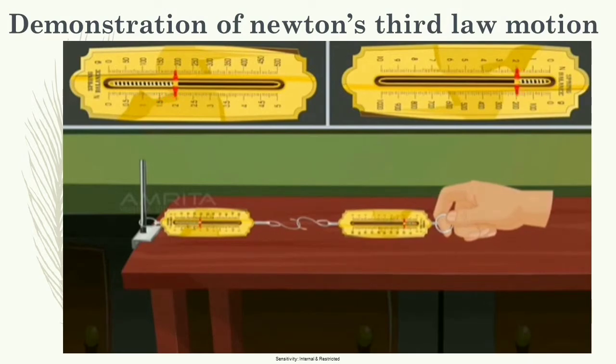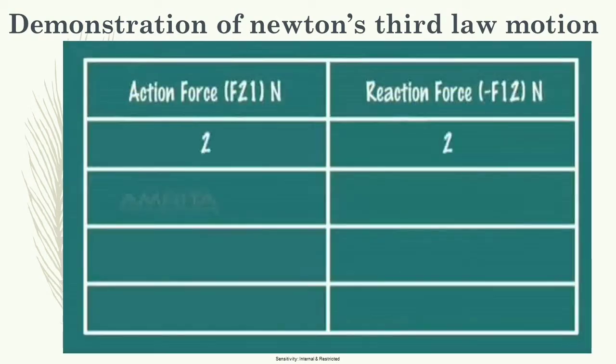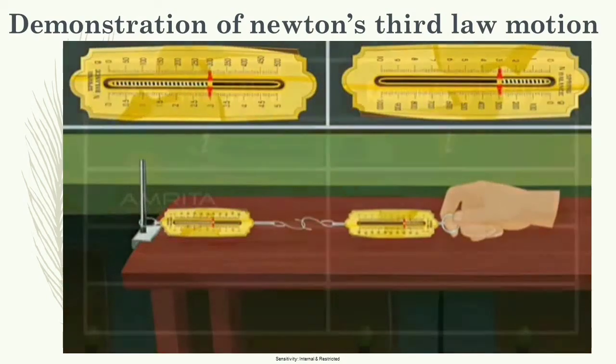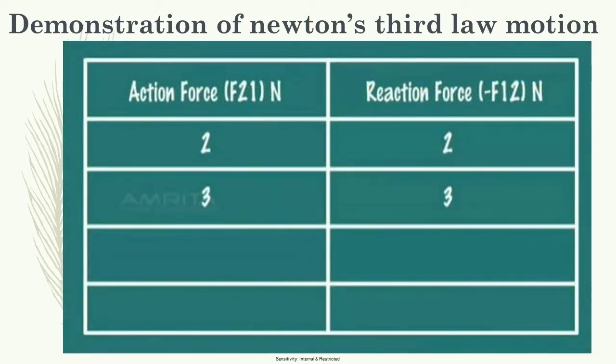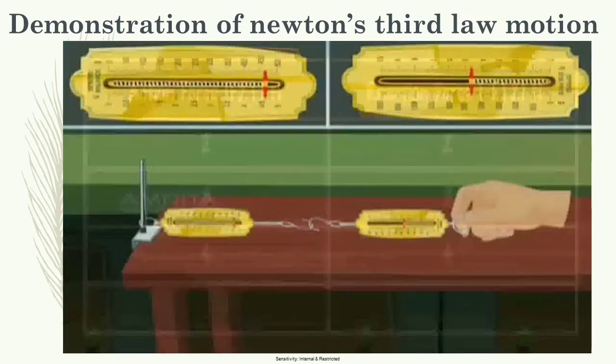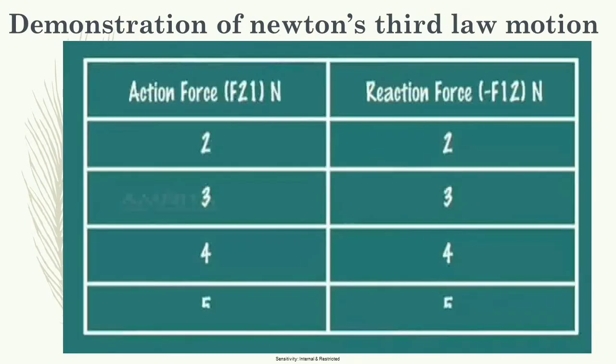They are showing the same reading. Repeat this by applying pulls of different strength, and it is found for each pull both the balances show the equal reading. Clear? Since both the spring balances show the same reading, we conclude that action and reaction forces are equal in magnitude. Clear? And action and reaction forces act in opposite direction.